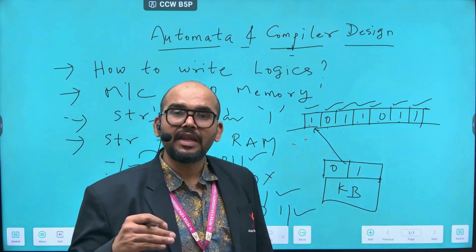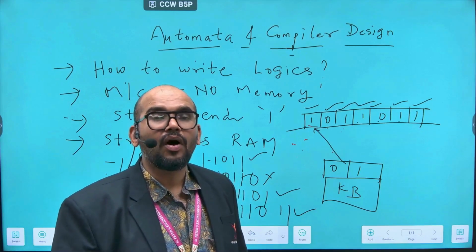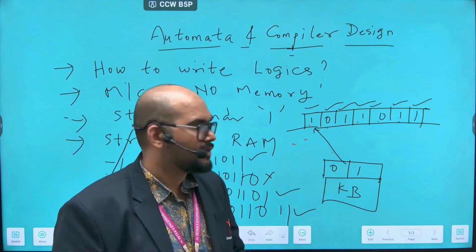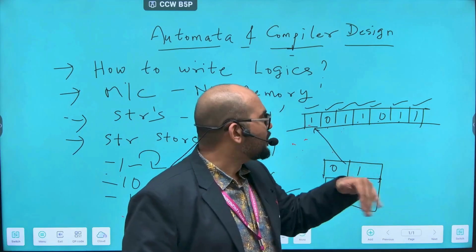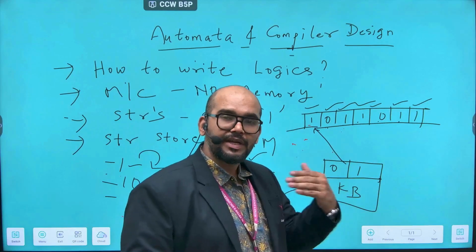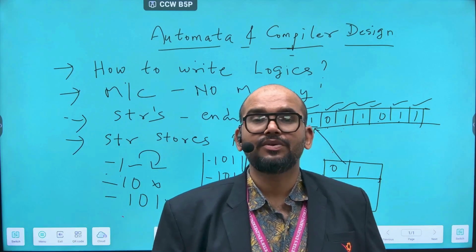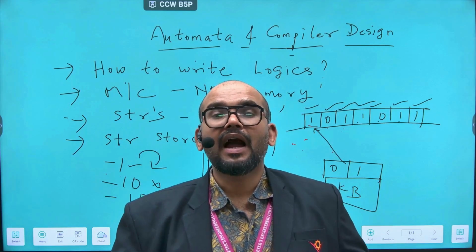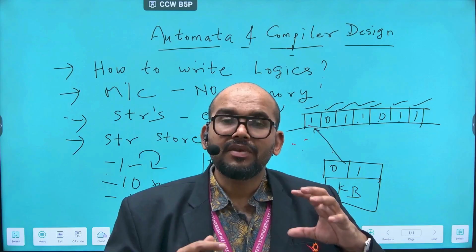As we don't have any memory, we can't predict or know what input symbol we will get next. First we got 1, we need to process that. Next we will get 0, we will process that. Next we will get 1, we need to process that. Like that, as we don't have any memory, we can't predict what input symbol we will get next.